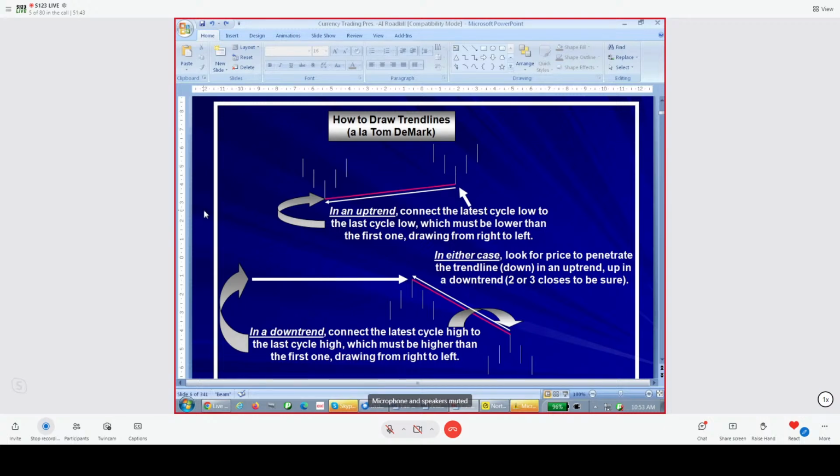This is courtesy of Tom DeMark. I learned this from his book, New Science of Technical Analysis. I wouldn't recommend you buy the book because basically what I've explained right here is exactly what he says in his book in 10 words or less. So it's very helpful to draw trend lines as far as I'm concerned. And he's the only guy that knows how to draw trend lines from what I can tell.